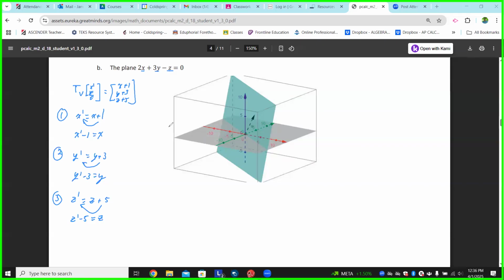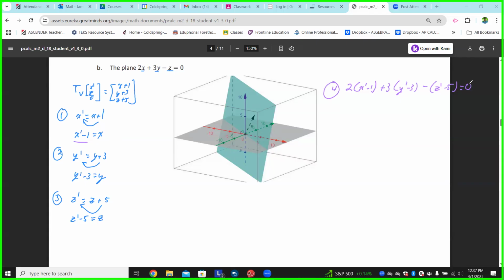Let's change color so you can see the next step. So in step 4, I'm going to plug in. So this now becomes 2 times x prime minus 1 plus 3 times y prime minus 3 minus my z, which is z prime minus 5 equals 0. Before I try to simplify this, questions? Make sense?